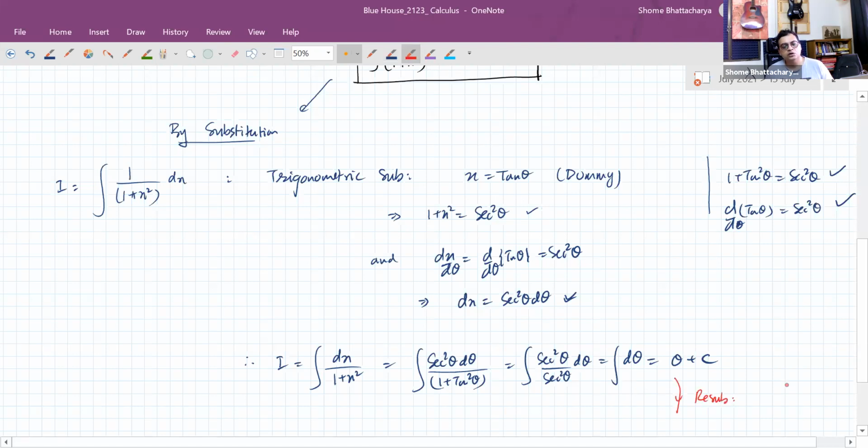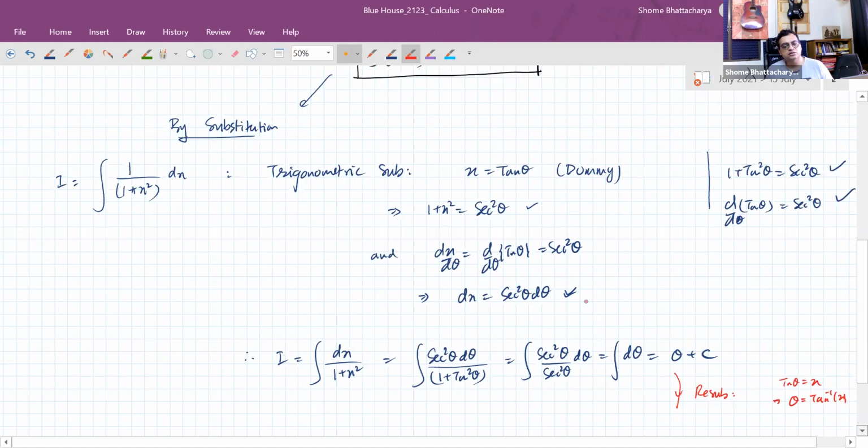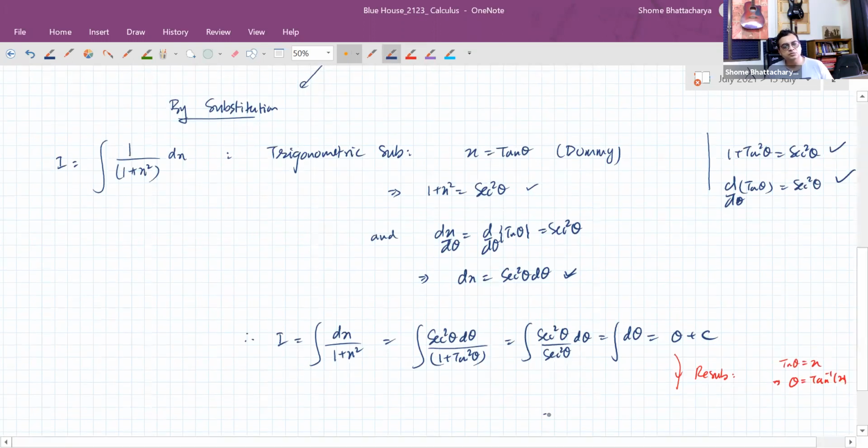Resubstitute. So how will we resubstitute? Tan theta was equal to x. So that means theta is equal to what? It is tan inverse of x. So we can see that finally the integral, or the antiderivative, becomes tan inverse x plus c. Okay, so this you can say is like a proof of this integral that we've seen before.